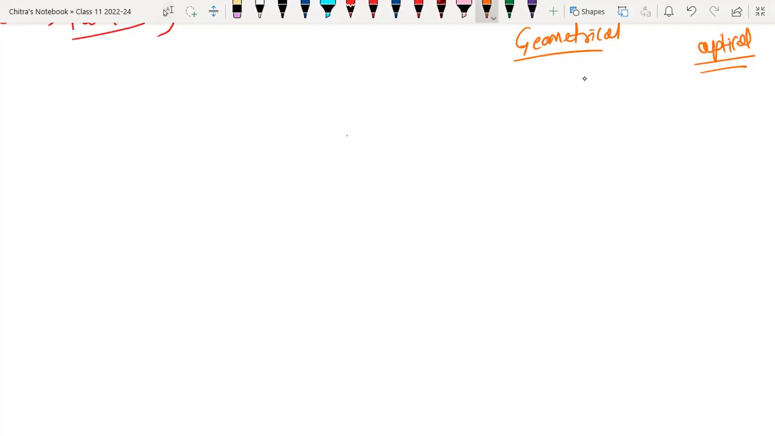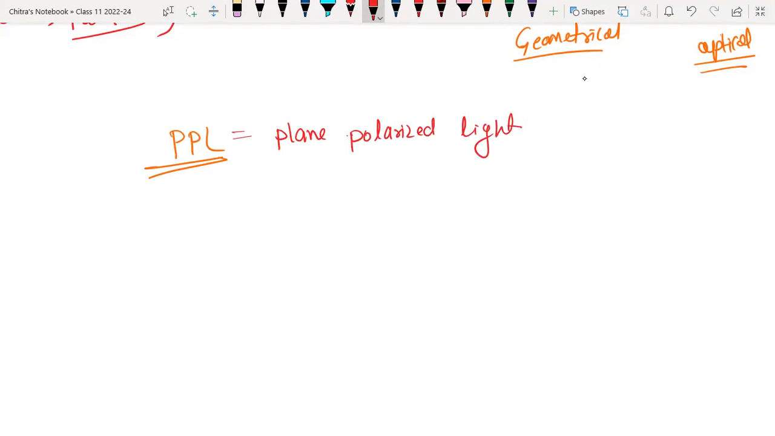Okay, see, first we have to understand what is PPL. Any idea about PPL? It is plane polarized light. Plane polarized, right? Polarized light. Everyone, are you there? Yes, sir.